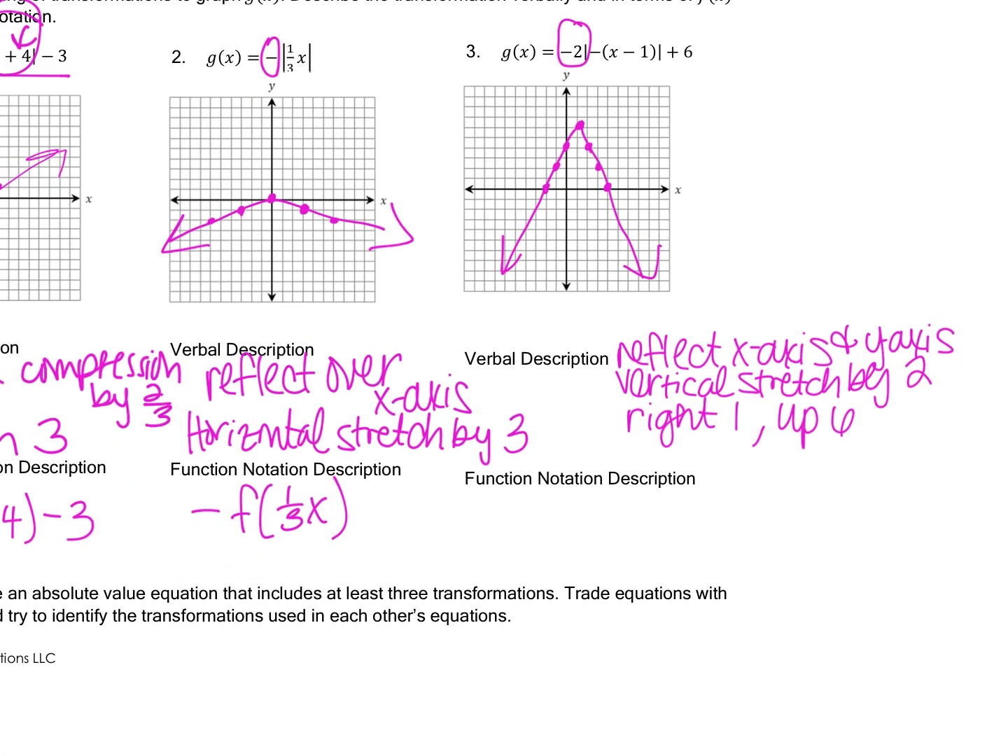And then the function notation description, we would have the -2 on the outside. We would have f parentheses. We're putting everything that's inside the bar. So negative x minus 1, close your parentheses, close it, and then add 6. That would be our function notation. So if you have any questions over this, please let me know.